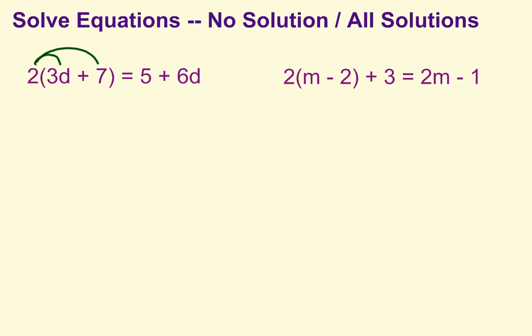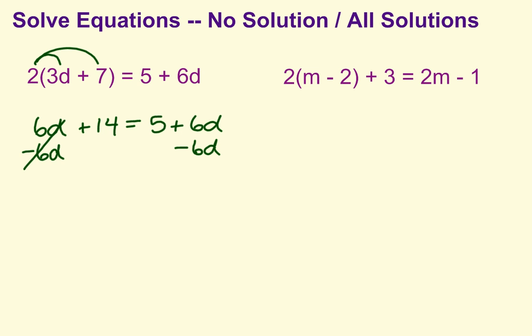2 times 3d is 6d. 2 times 7 is 14 equals 5 plus 6d. Alright, so now I'm going to try to get the variables. I have variables on both sides of the equation. I want to get those together. So I can go ahead and subtract 6d to make that cancel, and I'll subtract 6d from the other side.